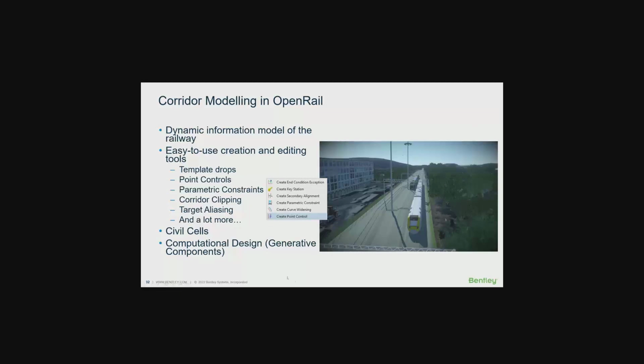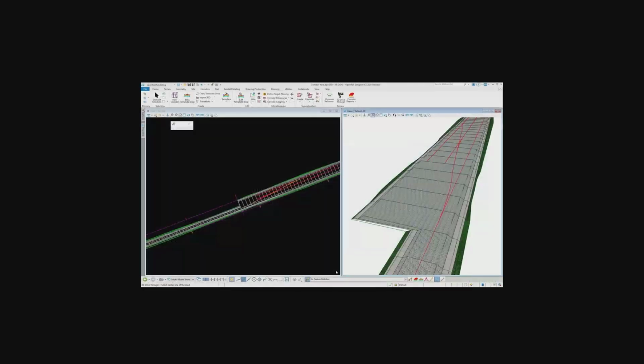When you already have your alignment, or maybe you have your terrain, and then your template, you can now move on and create your corridor model. There are tools that will allow you to create and make sure that you reflect the design as you create them. We have numerous tools that will allow you to design this corridor, which you will see later on as well.